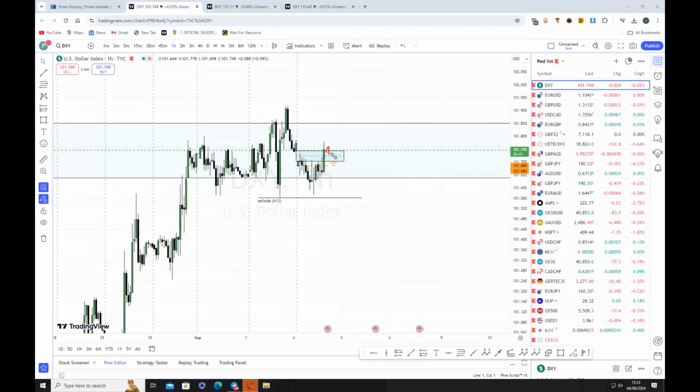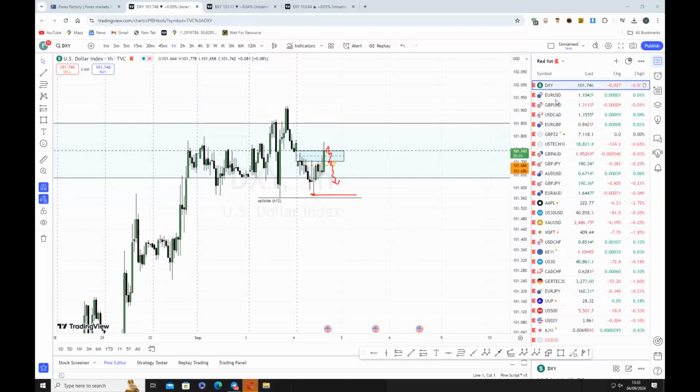Some minor sells on it. And especially if the JOLTS report comes in negative, like lower, I think that will fuel a lot of sell side to this point, to that sell side. So anyway, that's what I'm looking at on DXY for today.